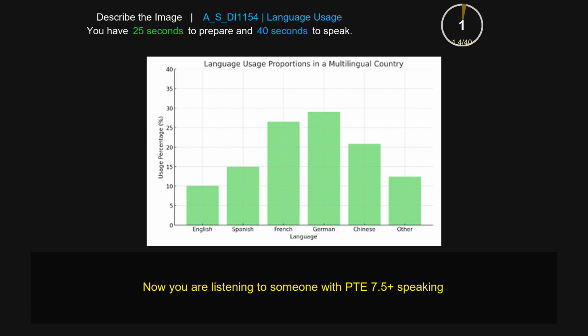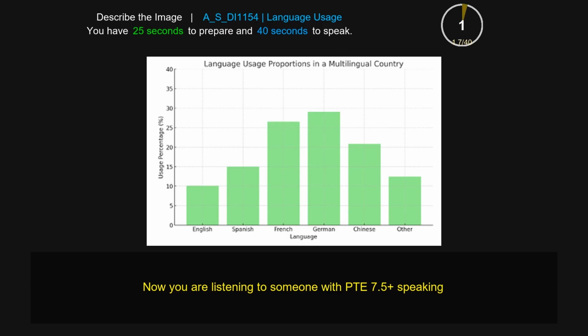The image gives information about the language usage. The image also includes language usage proportions in a multilingual country. The x-axis represents language, the y-axis represents usage percentage. In the languages, we have different types of languages like English, Spanish, French, German, Chinese, and others. And in the percentages, it goes from 5, 15, 20 to 25. The highest is German, and the lowest is English.